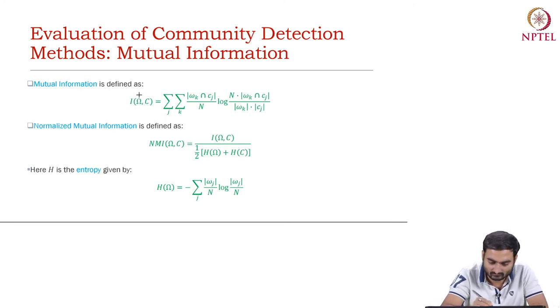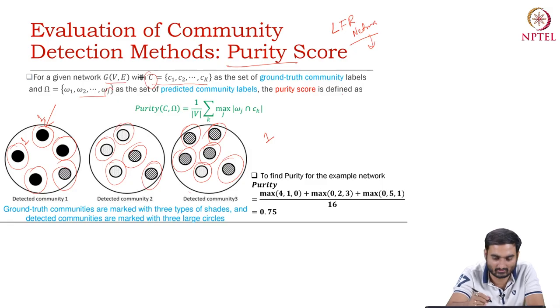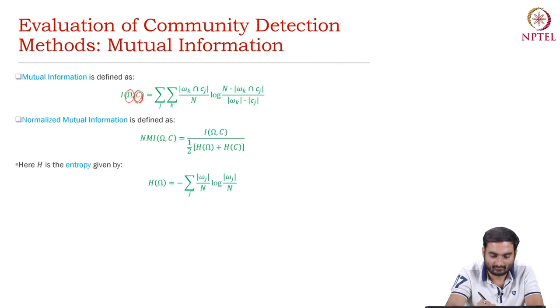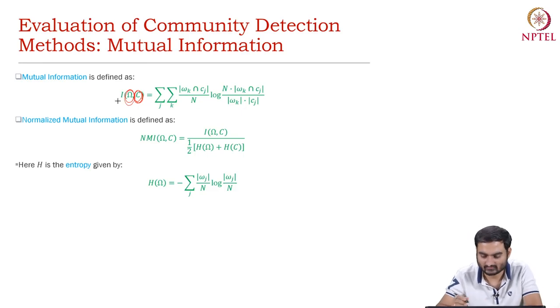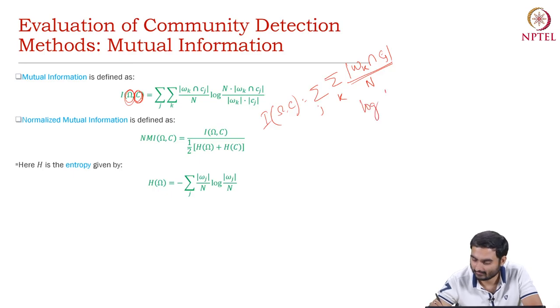Mutual information is, so we have the detected community and the ground truth community. C is the ground truth and omega is the detected community. Mutual information is: you take every pair J, K, you look at the size of the intersection, and then log of the size of omega K intersection C J divided by size of omega K times size of C J divided by N.